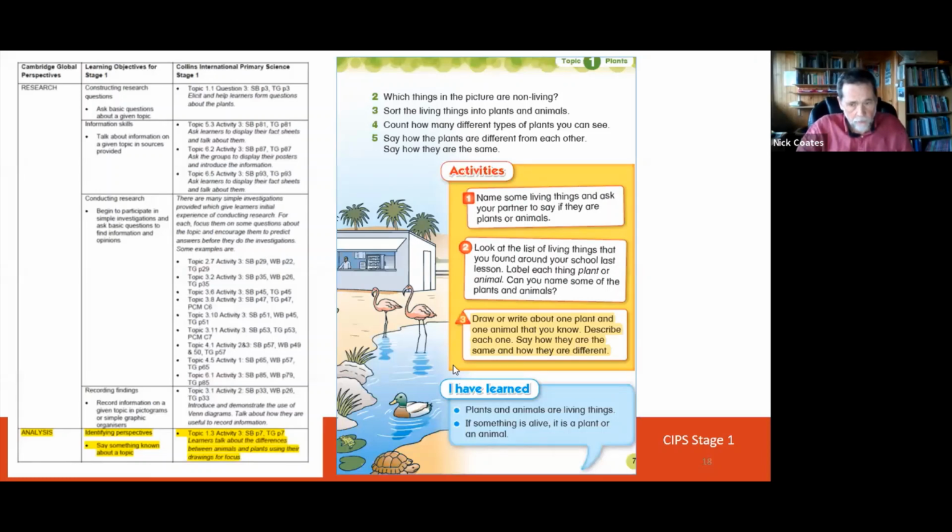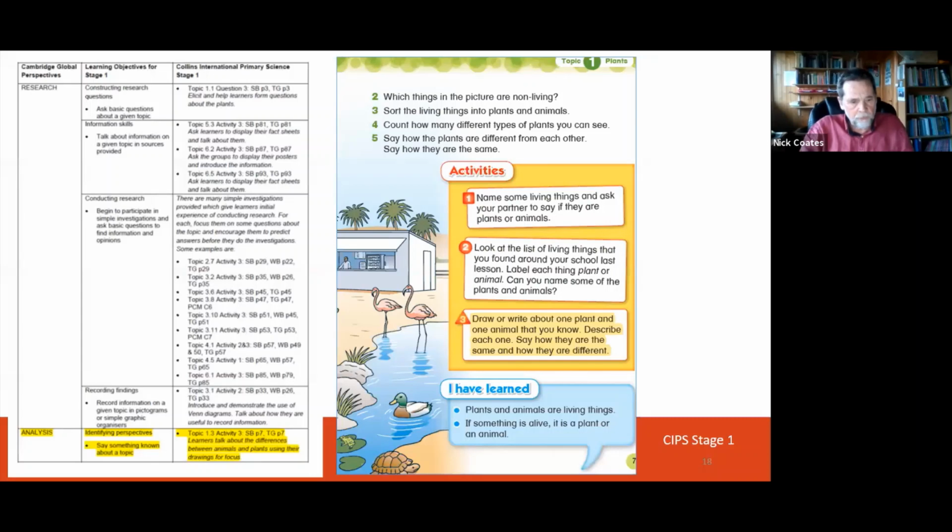Okay. This is from science stage 1, so primary stage 1, and it's actually topic 1. So we're right at the beginning of the year. We're looking at an analysis skill at the bottom of the page, bottom of the grid, and it's dealing with the identifying perspectives objective. And it's simple: say something known about a topic.